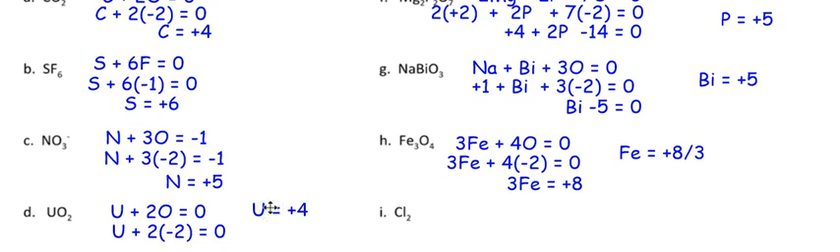Okay. What about chlorine? Hopefully this is easy. It's in its elemental state. It's 0. If you don't believe me, I did something like this. 2 chlorines equals 0. Therefore, chlorine must be equal to 0. All right, it's in its elemental state.